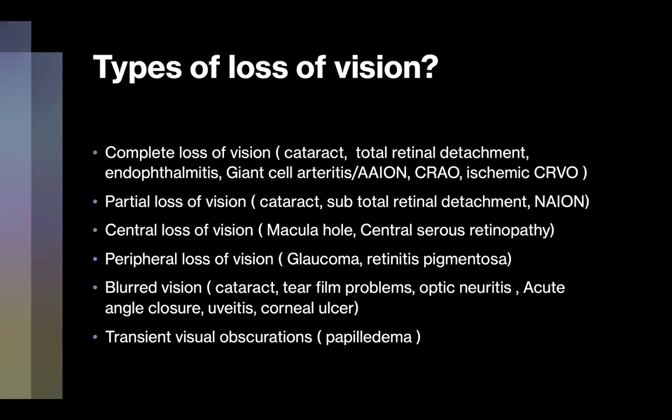Basically, this is about the visual loss in terms of the visual field. Complete loss of vision means the whole visual field is affected. Partial loss of vision means part of the visual field is affected. Central loss, as it says, is the central bit, and peripheral loss is the peripheral visual field. Blurred vision is not entirely a visual loss, but the vision is not 100% okay. It's like a slight blur.